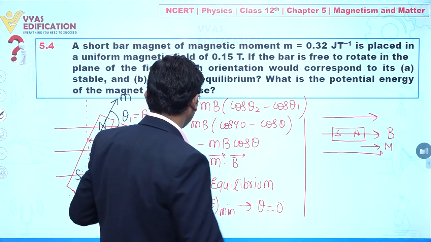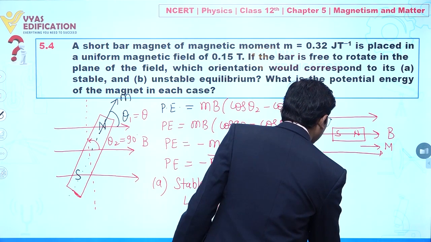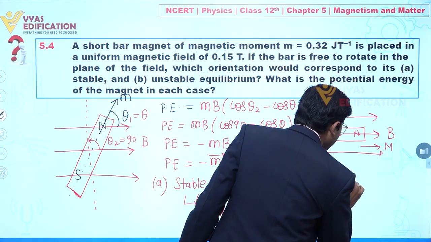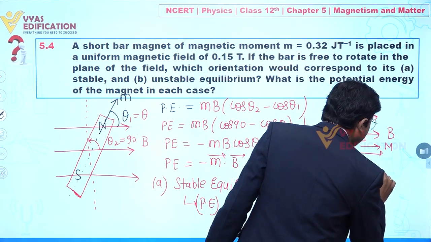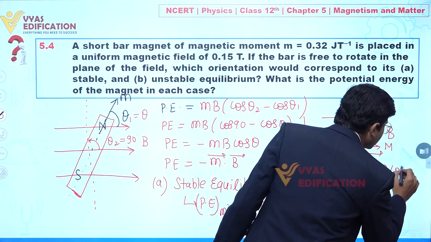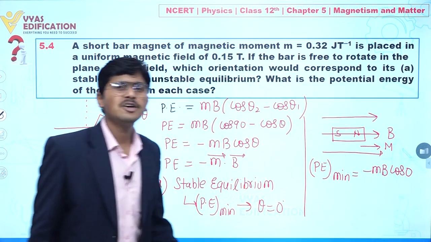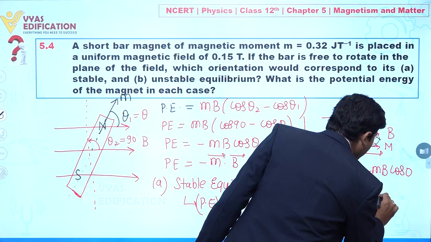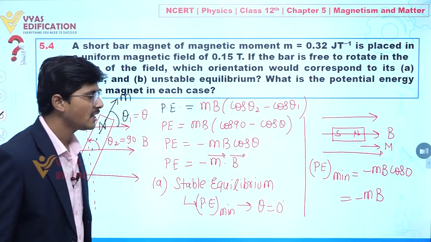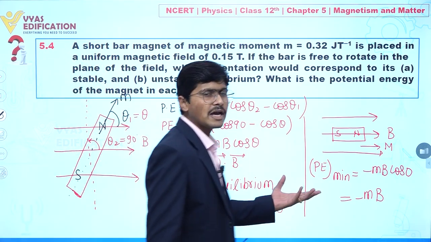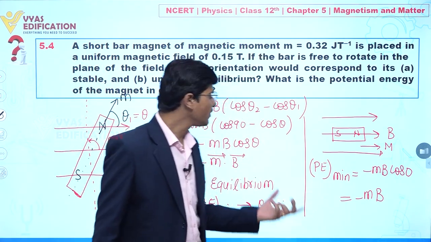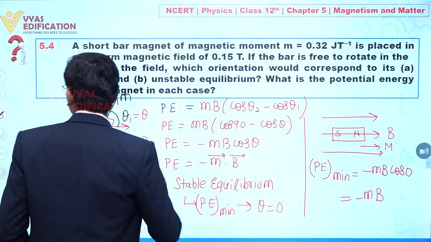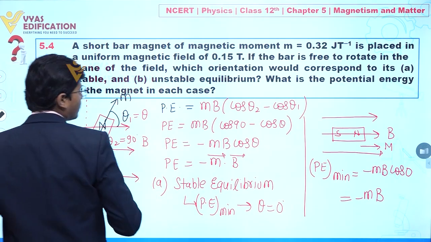From here we can write the expression of potential energy, and this potential energy is minimum: minus mB cos 0. The value of cos 0 is 1, so the minimum potential energy is minus mB. Now you can put in the values of m and B and calculate the potential energy. So now concentrate.